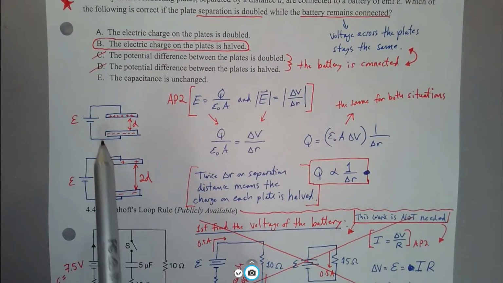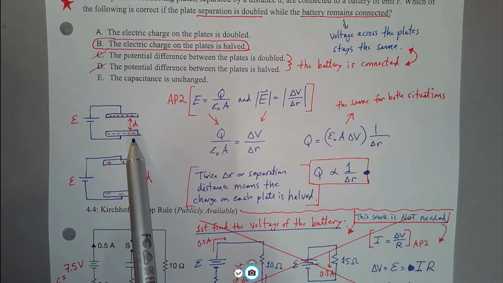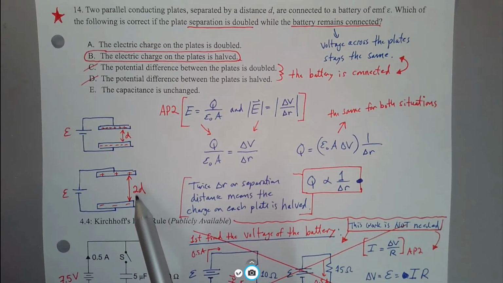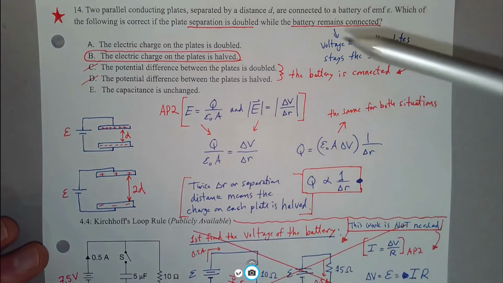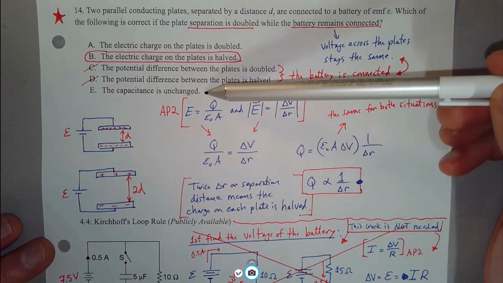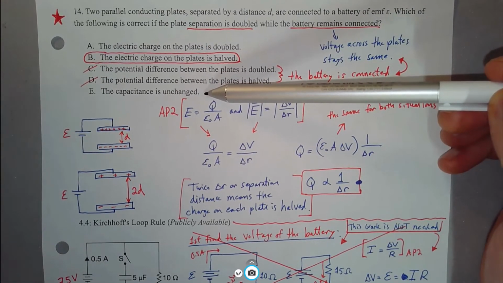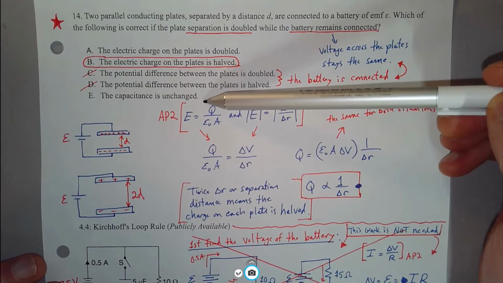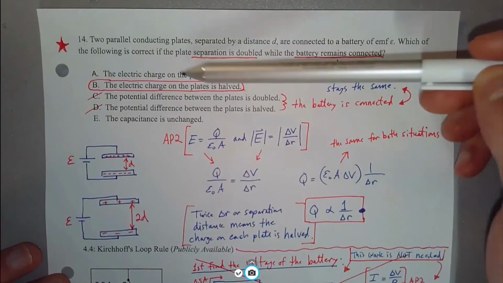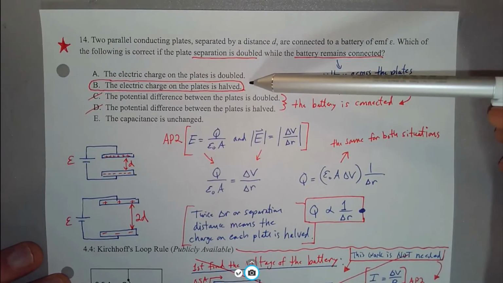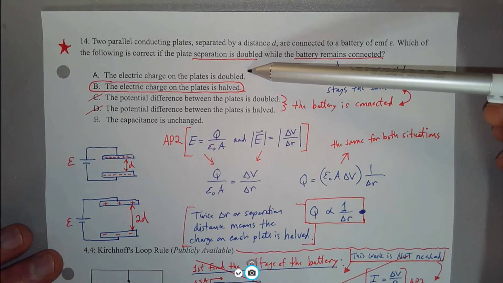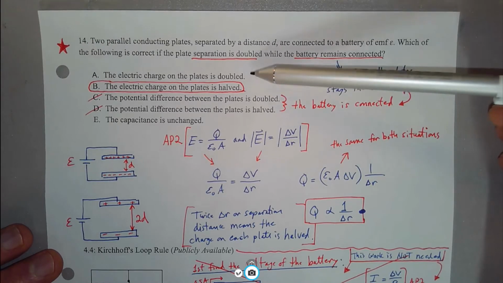So here's our situation. We've got a battery connected to a parallel plate capacitor separated by some distance. We're basically doubling the separation distance right here, so it's farther. And the question is, what's going on? Well, the capacitance is unchanged. Turns out that's not true because capacitance depends on surface area and separation distance, so the capacitance is changed. So the only other two choices talk about what's going on with the electric charge stored on those plates. And either the charge stored on the plates is doubled or it's halved. It goes up or it goes down.